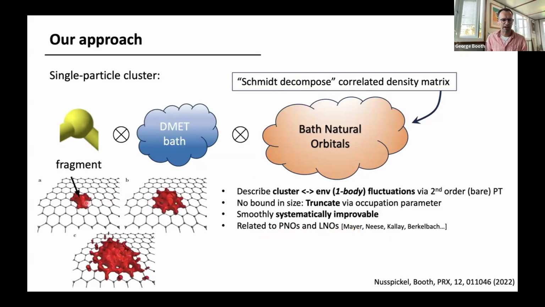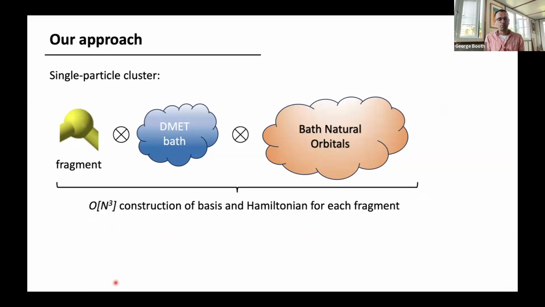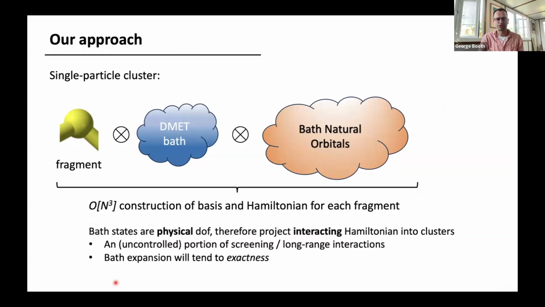So here's an example, again in graphene. If we take one carbon atom, this is now the density of orbitals in this cluster as we increase this truncation, and it captures the higher energy and longer range quantum fluctuations required to reproduce the correlated one-body density matrix. We can then do our high-level correlated calculation in this space and iterate appropriately. So this can all be done in n-cubed time over the full system in order to construct this quantum cluster for each of these different fragments.